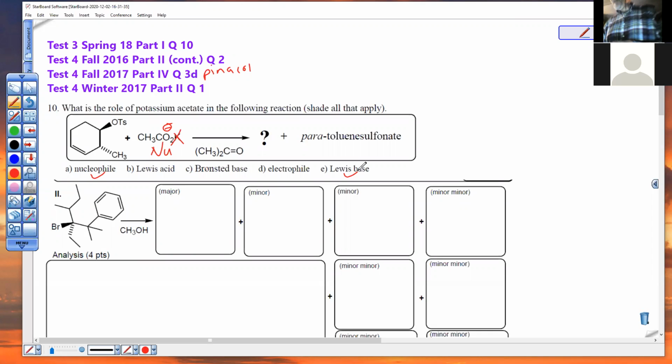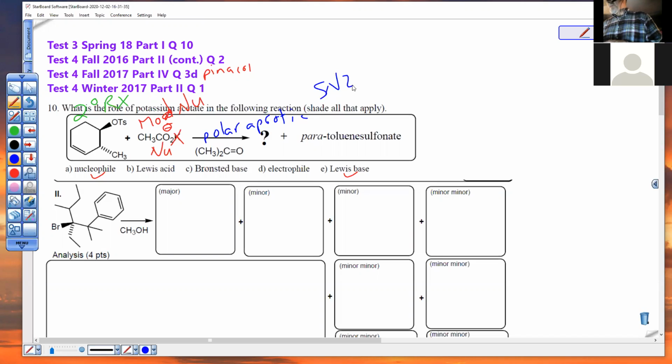We have a secondary Rx. We have a moderate nu that is not a strong base. So E2 is not an option. Picking up a proton is not an option. Moderate nu. We have a polar aprotic solvent. All things lead to SN2.